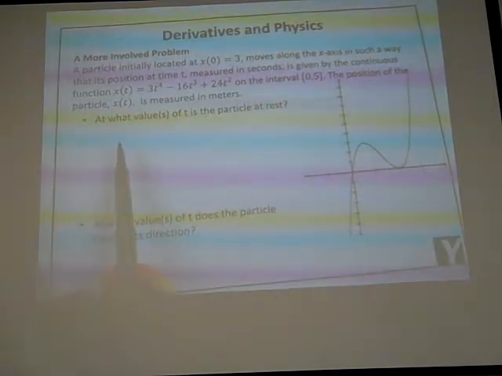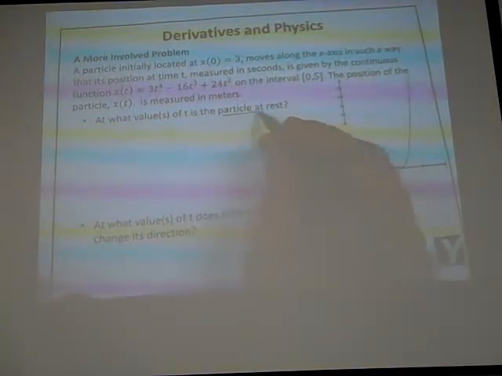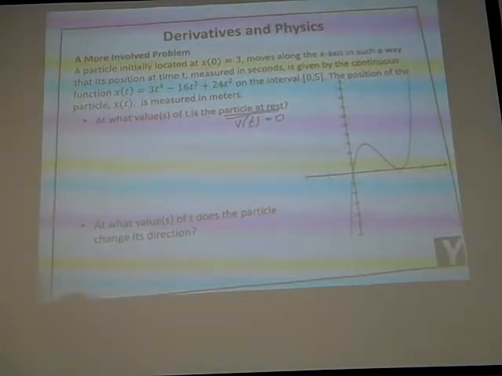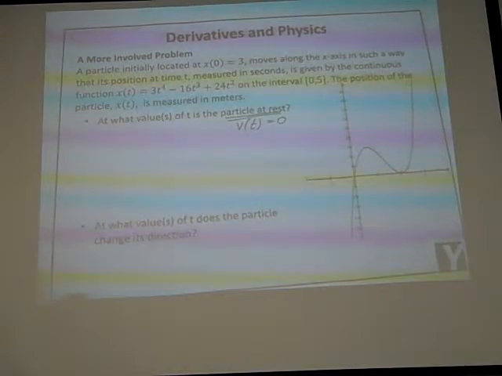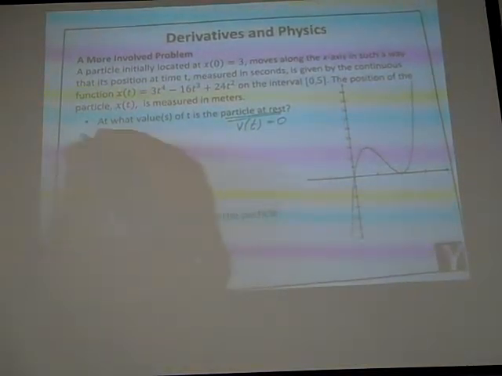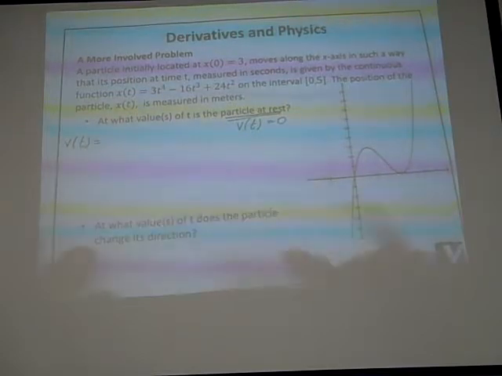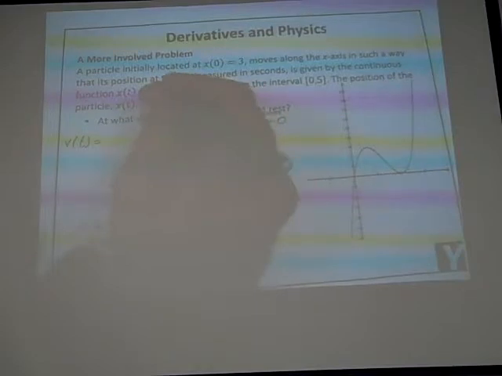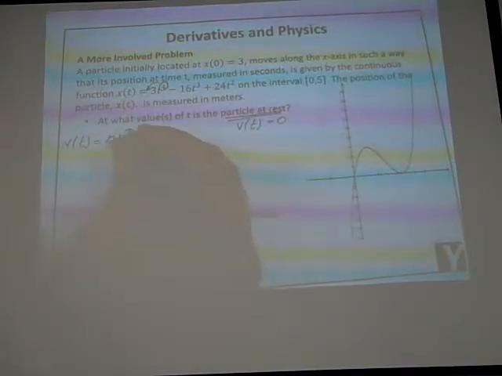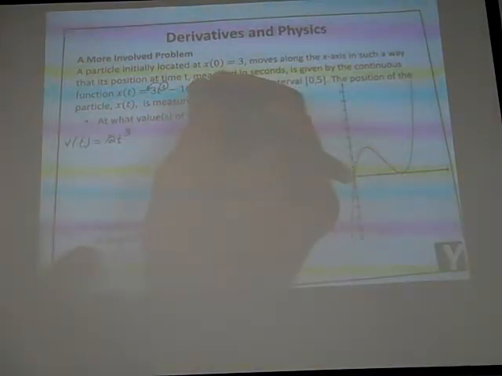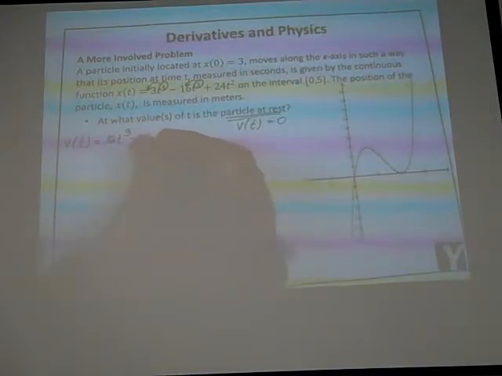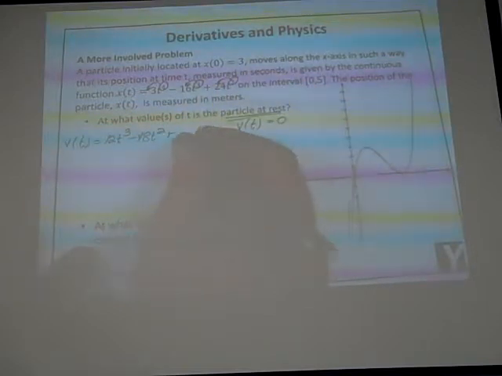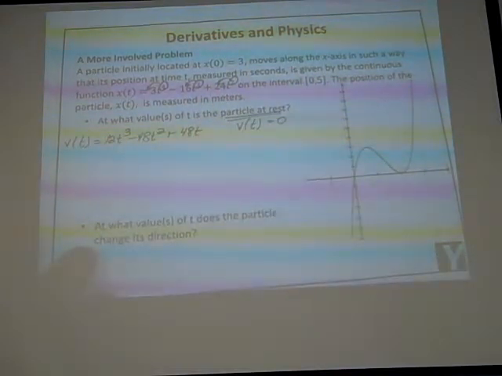Okay, at what value of t is the particle at rest? If the particle is at rest, what I know is the velocity must be equal to 0. When I'm not moving, my velocity is equal to 0. Well, how do we get the velocity? We're going to take the derivative. We're going to use the shortcut rule. You bring the power down and multiply, and you reduce the power by 1. Bring the power down and multiply, reduce the power by 1.